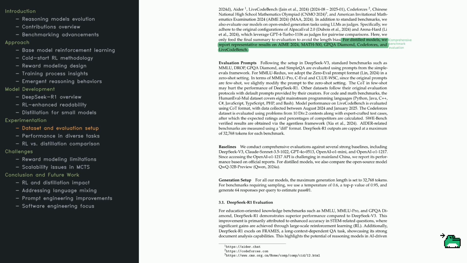They compare DeepSeek R1 to baselines like DeepSeek-V3 and various OpenAI models such as O1 Mini and O1-1217. Sometimes they rely on official reports for performance comparisons if they can't access certain APIs directly. For the generation setup, they cap outputs at 32,768 tokens. They adjust temperature and sampling parameters to get consistent performance measures. Then they show how DeepSeek R1 does on benchmarks like MMLU, FRAMES, and so on. It tends to do well on STEM-heavy tasks and long context queries, indicating it handles logical complexity effectively.